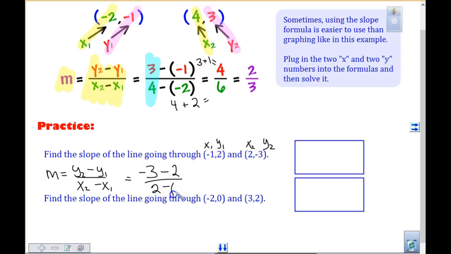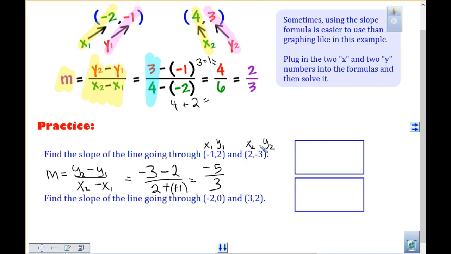2 minus, and sometimes you'll notice that when it's a negative number, they put minus and then they put the parentheses. Do you have to have that parentheses? No. If we look at this, negative 3 minus 2, that's going to give us negative 5. And in our denominator, we have 2 minus a negative 1 becomes a plus, and my slope should be negative 5 thirds. And if you needed to, you could plot these points to check that.